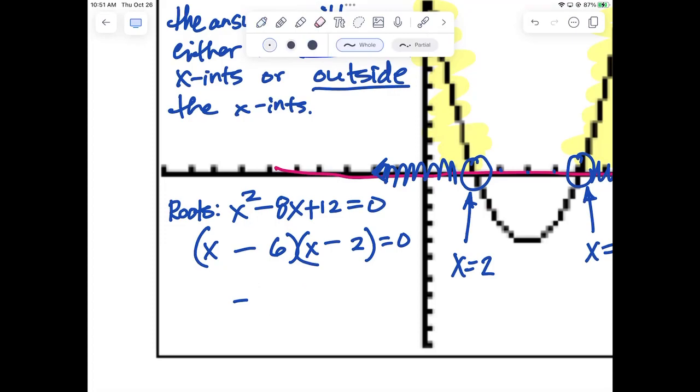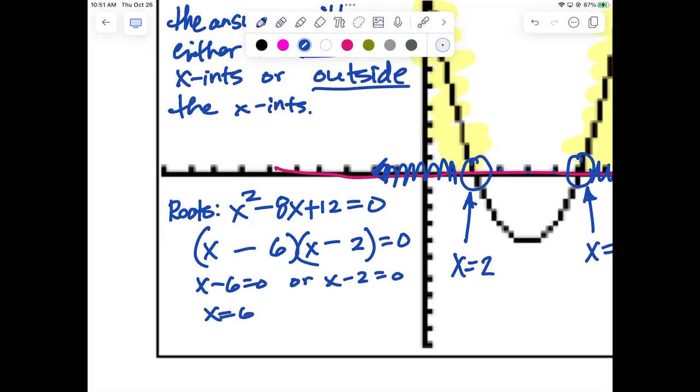But that's not the answer, because what's happening is we're setting x minus 6 equal to 0, and we're setting x minus 2 equal to 0. So we get x equals +6, or x equals +2. So be careful. Most people that got it wrong skip this step right here. This is the zero product property step, where you set each of them equal to 0.